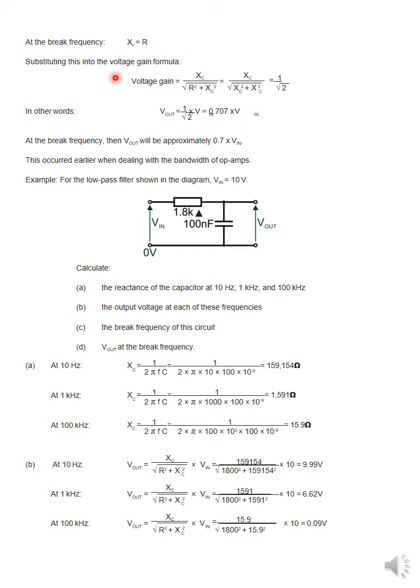Substituting this into the voltage gain formula, this one, then you have R square plus Xc square. So you can say it is equal to Xc square plus Xc square, equal to 1 upon root 2. So V out equals V in.